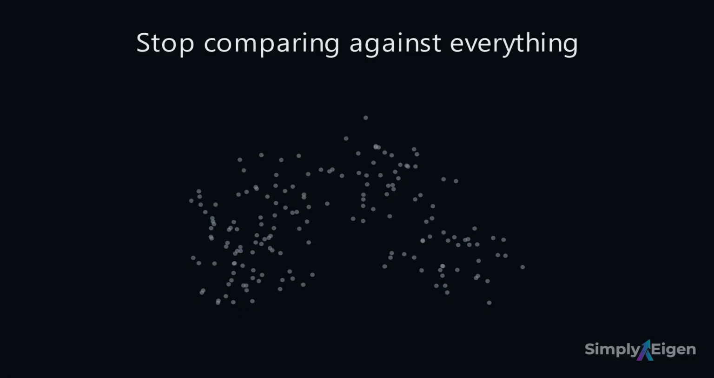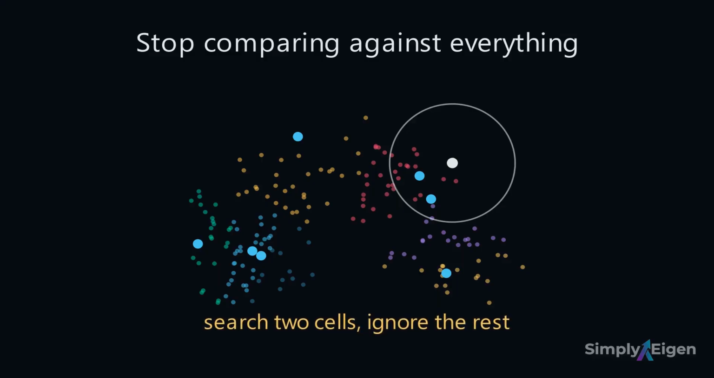Now the second idea, and this is the one that actually makes search fast: stop comparing against everything. Pick a few thousand representative points and assign every passage to whichever one it is nearest. Now the space is divided into cells. When a question arrives, find which cell it lands in, search that cell and a few neighbours, and ignore the rest of the million entirely.